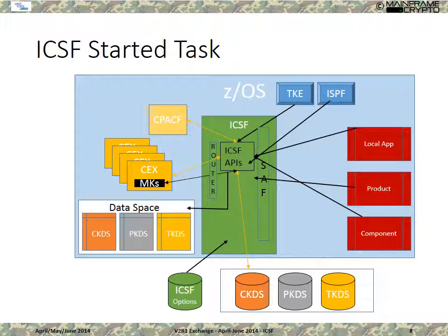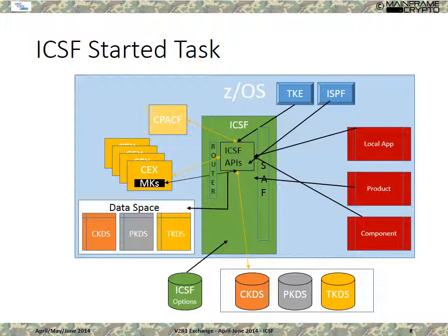This is a slide that we saw back in April, kind of a general introduction to ICSF. What we're going to be focusing on today are the APIs. Over on the right, you can have your own locally written applications, code that you've developed. You can have products, whether they be IBM products or OEM products, that call the APIs, that implement the APIs within the product. And you can also have components like System SSL or PKI Services that leverage the APIs. Those all get handed over to ICSF.